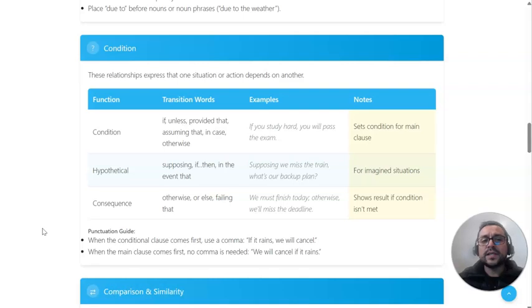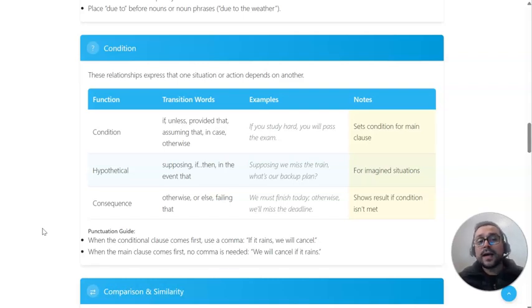These relationships express that one situation or action depends on another. We have three functions as well. Condition with transition words like if, unless, provided that, assuming that, in case, otherwise. For example, if you study hard, you will pass the exam. This sets the condition for the main clause.